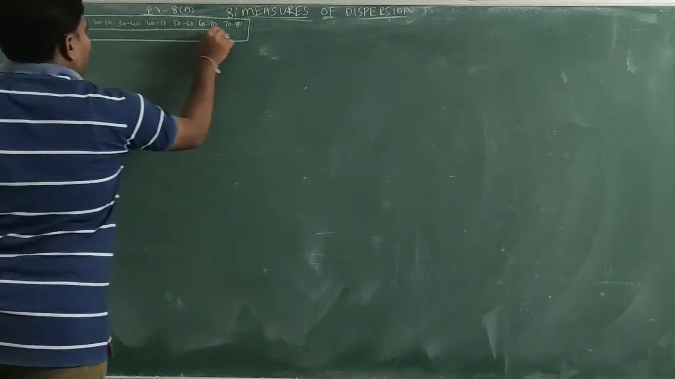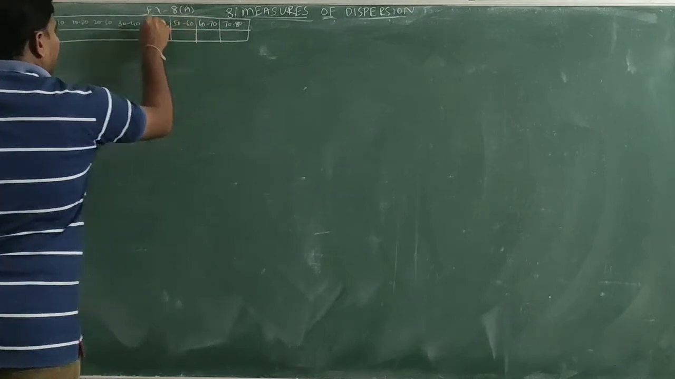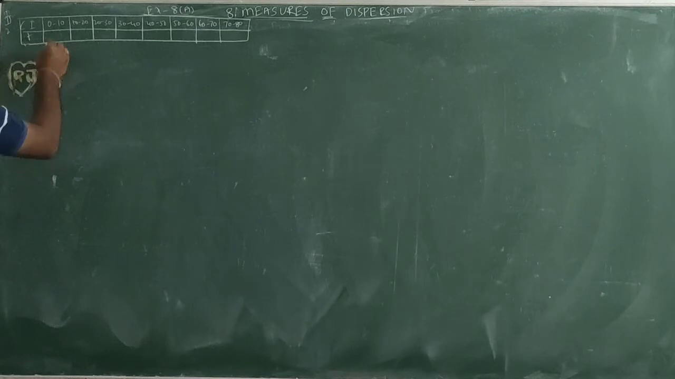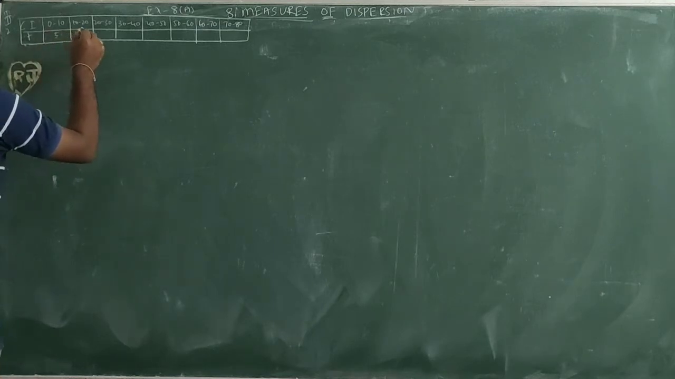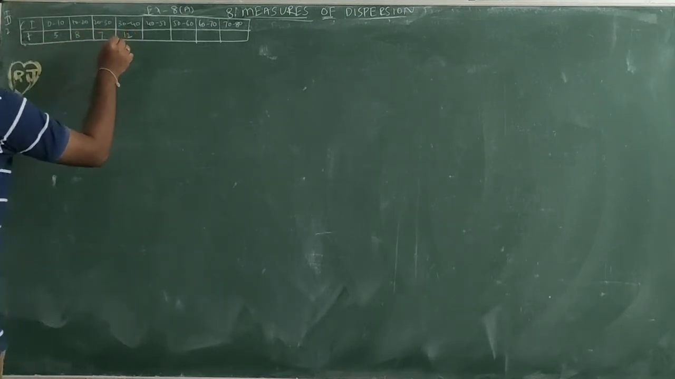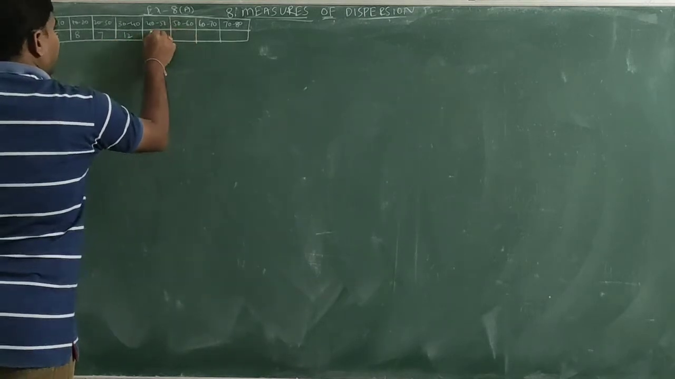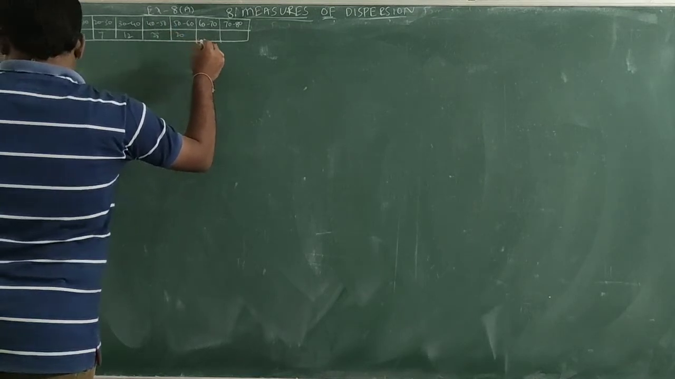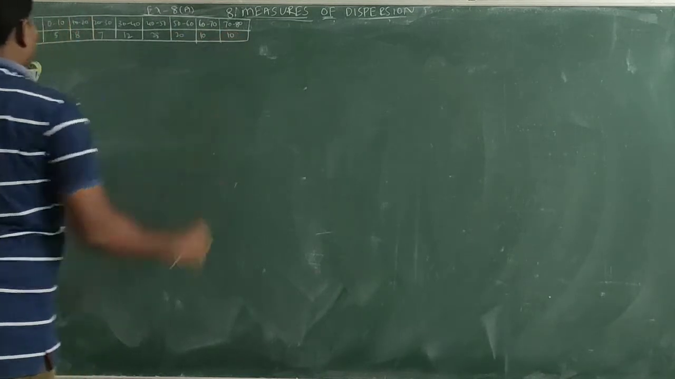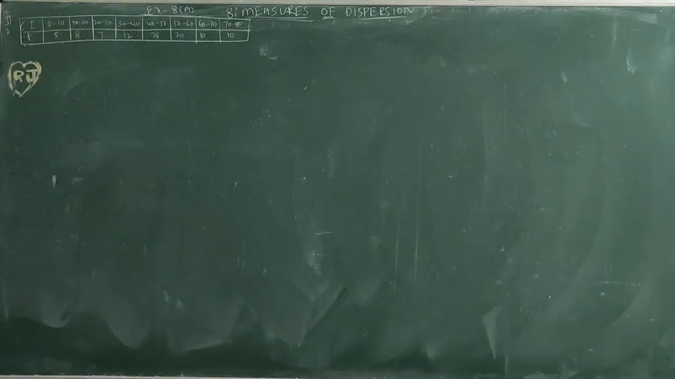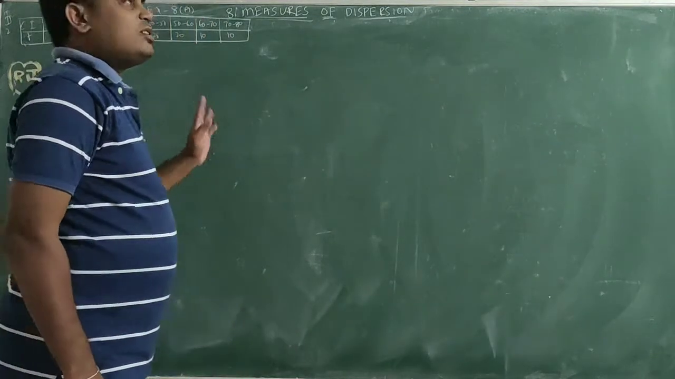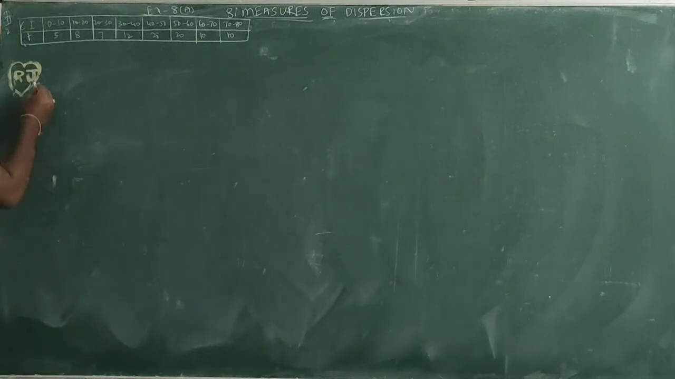Now the corresponding frequencies are 5, 8, 7, 12, 28, 20, 10, 10. So we need to find the mean deviation about the median. First, we will find the median.